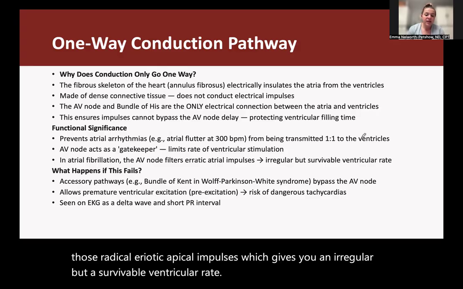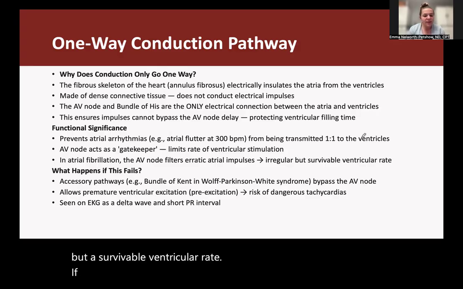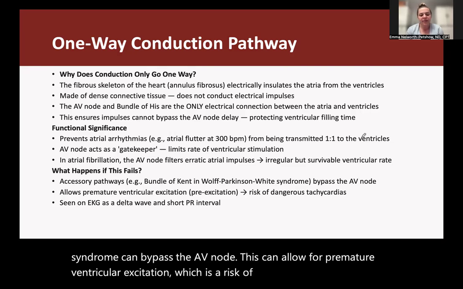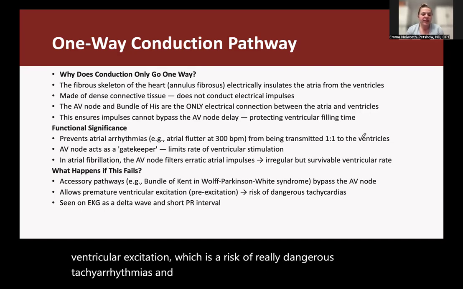If this fails, such as with accessory pathways in Wolff-Parkinson-White syndrome that can bypass the AV node, this can allow for premature ventricular excitation, which is a risk of really dangerous tachyarrhythmias. And we oftentimes see this on EKG as a delta wave and a really short PR interval.